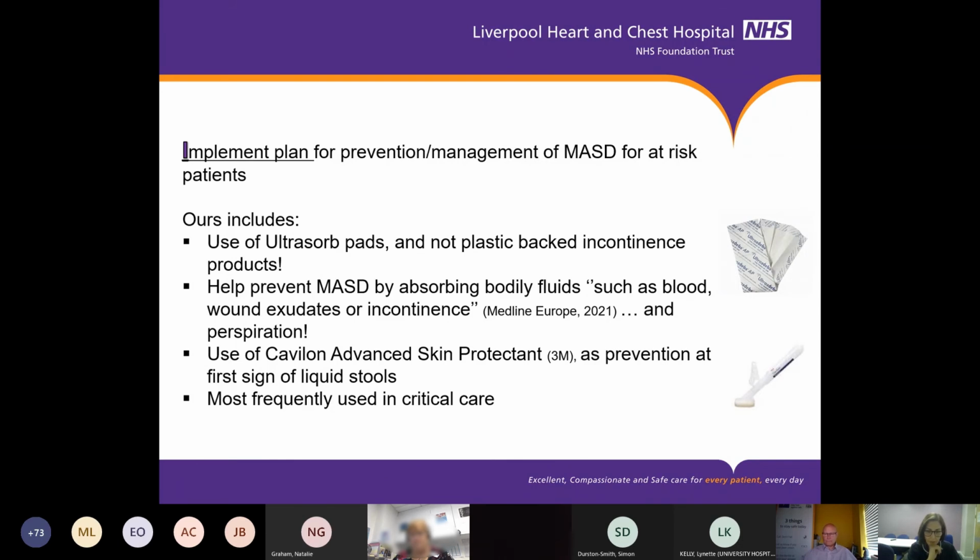Blood, wound fluid, incontinence and sweat as well. So it's a big problem for us.